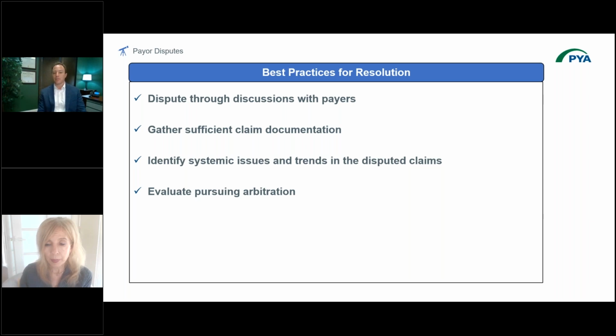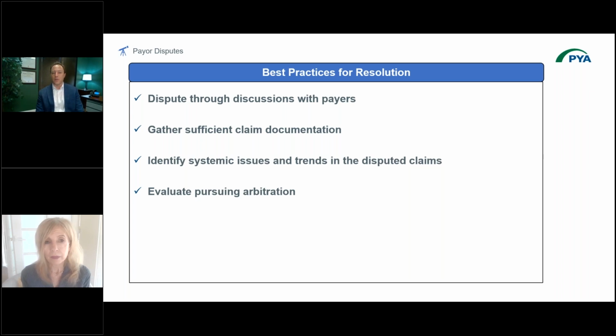It's important to make sure you gather sufficient documentation when you are disputing the claim. So you need to make sure to collect documentation such as the contract, the payment records, correspondence, and any other evidence that supports your case.